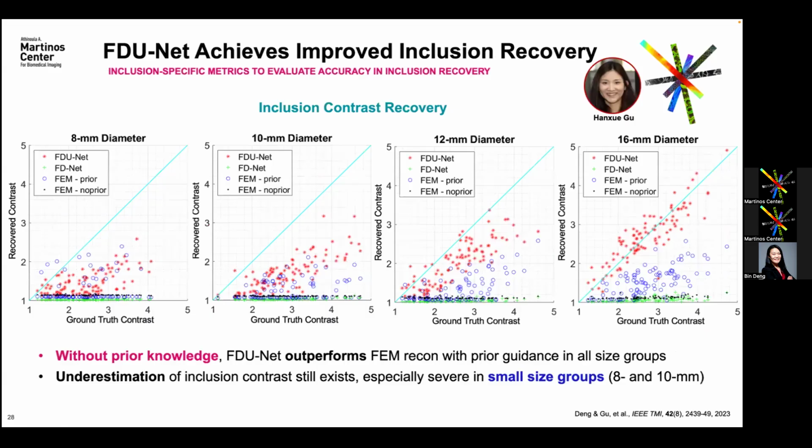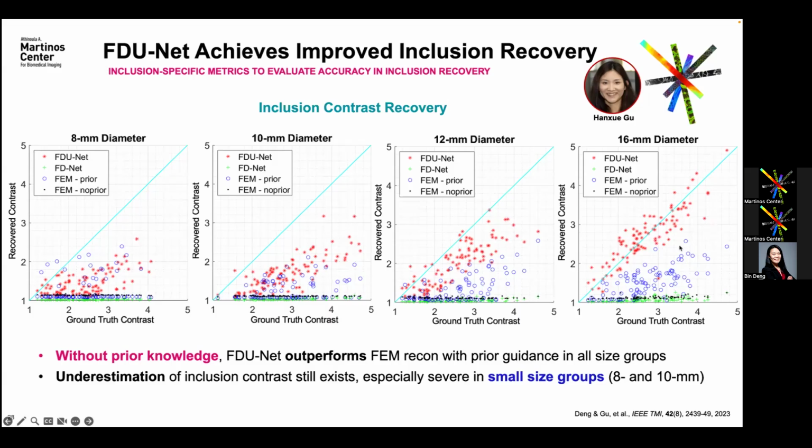So the thing we really care about is how well it can reconstruct the inclusion contrast. When we look at the scatter plot for four size groups, where each data point is one case, and I compare the four methods again, the FDUNet works pretty well for larger inclusions, especially for 14 millimeters, almost lining along the y equals x line. The next best performer is actually the finite element based method, but with prior guidance.